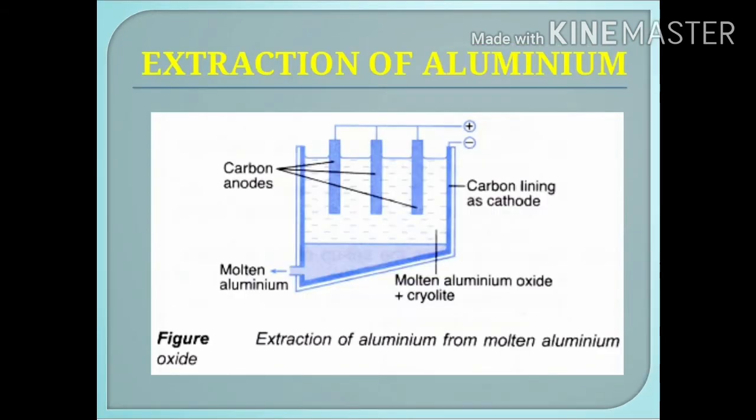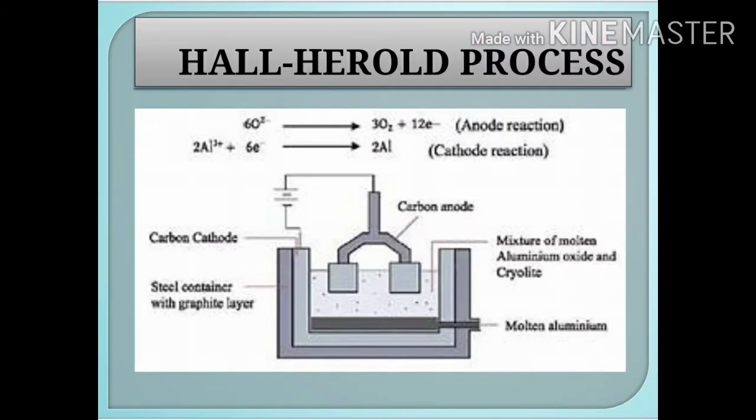So now let us see how we can extract the aluminum metal. The extraction of aluminium is called the Hall-Héroult process. Carbon anodes as well as carbon lining as cathodes are used, and molten aluminium oxide and cryolite are used as the electrolytic solution. Then molten aluminium we can get out. Okay, what is this Hall-Héroult process?